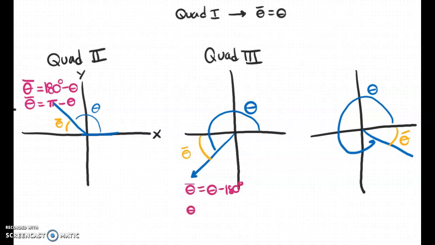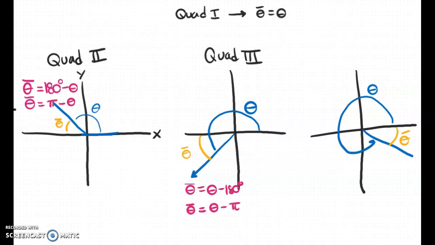If you're talking about radians, if your angle is in radians, you subtract pi from the original angle. I'm giving you both here because throughout the chapter, you're going to see both types of angles. You'll see some in degrees and some in radians.